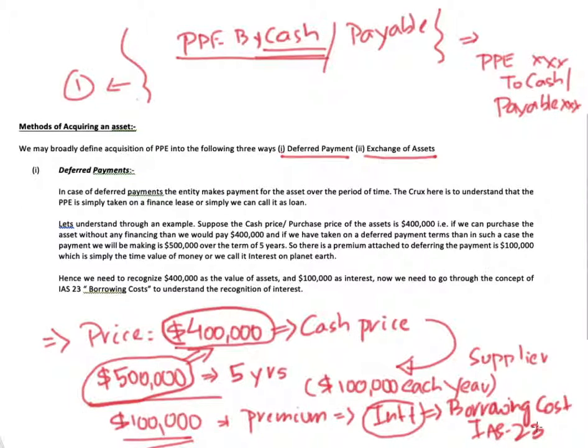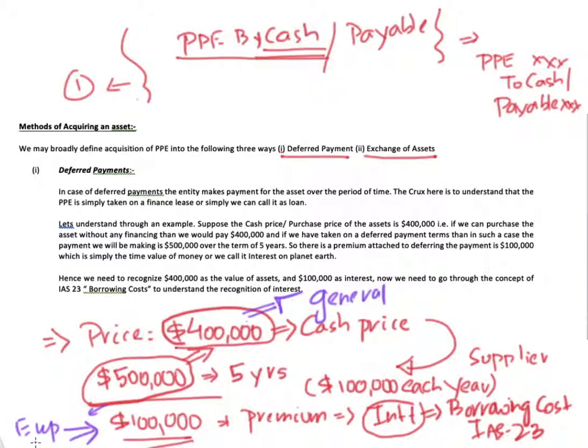If the asset is available for use, then in such a case there is no capitalization. And if there is time before the asset is available for use, then we need to capitalize some portion of the extra amount that I'm paying. In the general case, entities are required to capitalize $400,000, and they have to expense the $100,000 that they have paid as interest expense.